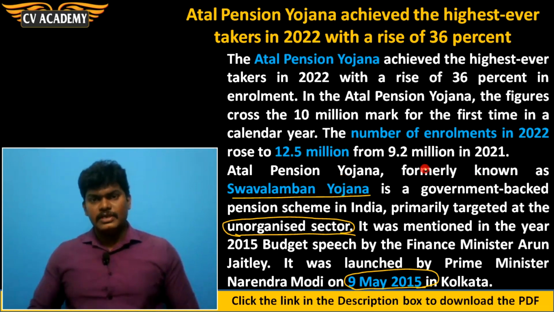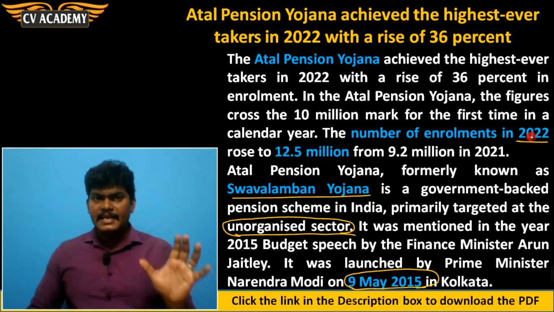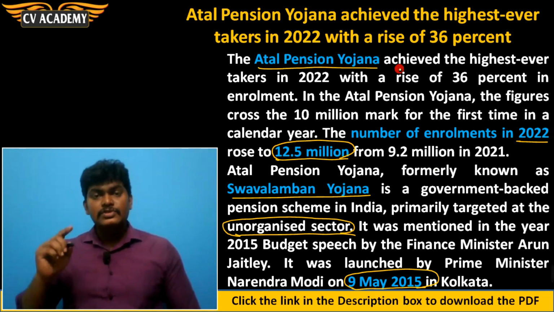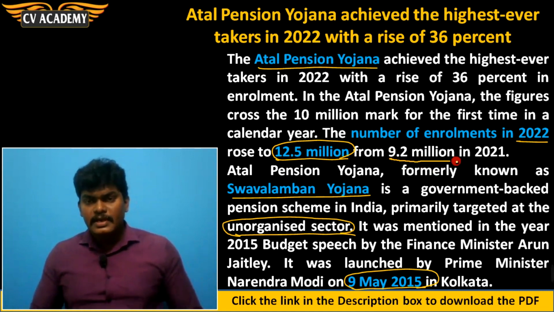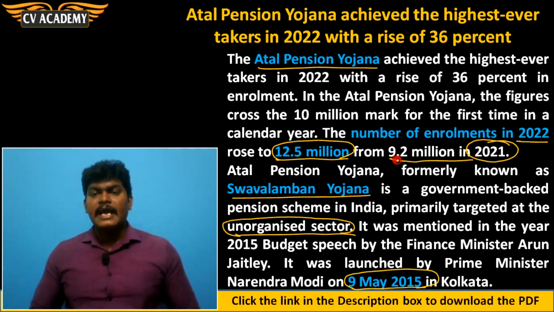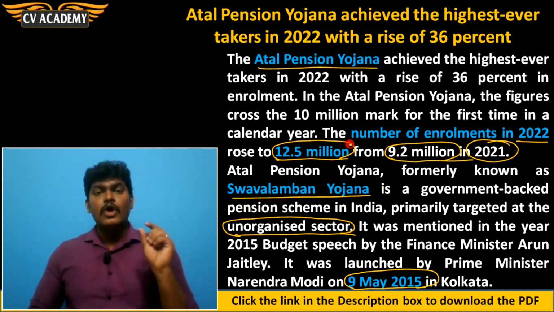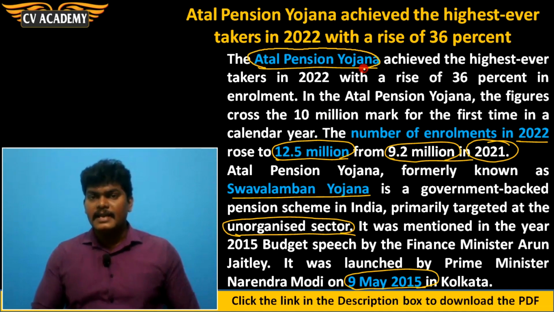So in the calendar year 2022, around 12.5 million people joined this Atal Pension Yojana scheme. This is 36% more than the people who joined in 2021. For the year 2021, 9.2 million people had joined. For 2022, 12.5 million people, that is around 1.25 crore people, enrolled for this scheme. That's what they have given in this news article.